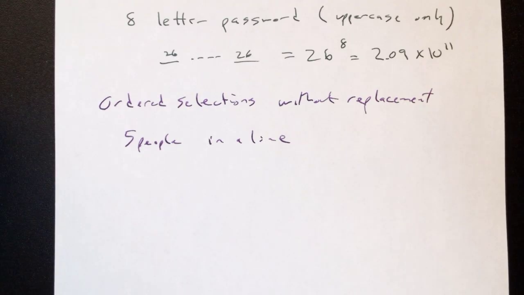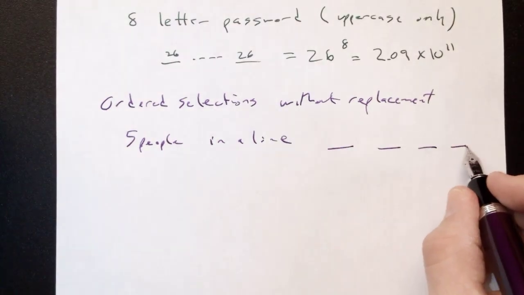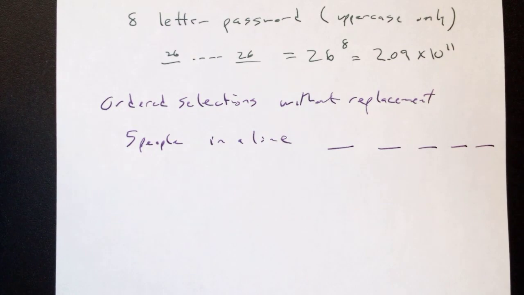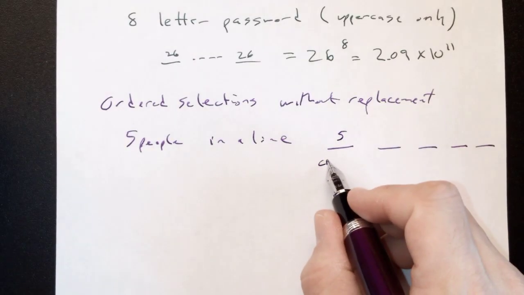Let's go through our choices. If I write these 5 people, the spots in the line are right there. How many choices? Who goes first? Does person 1 have to go first? There are 5 choices, right? So there are 5 choices here.